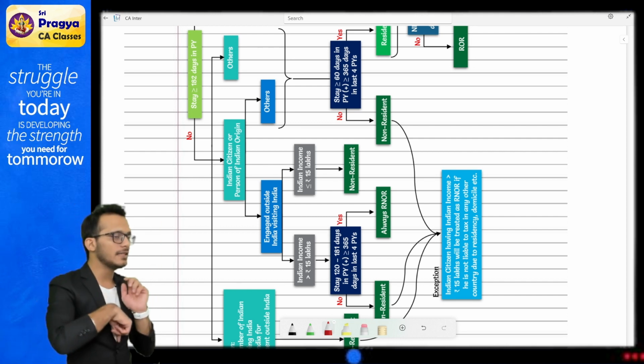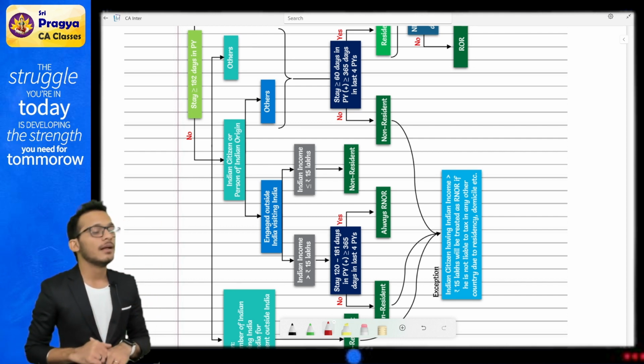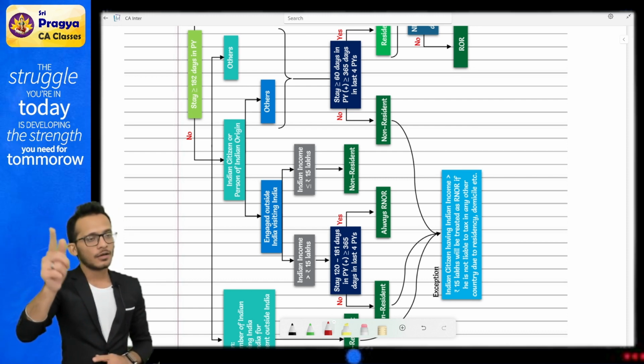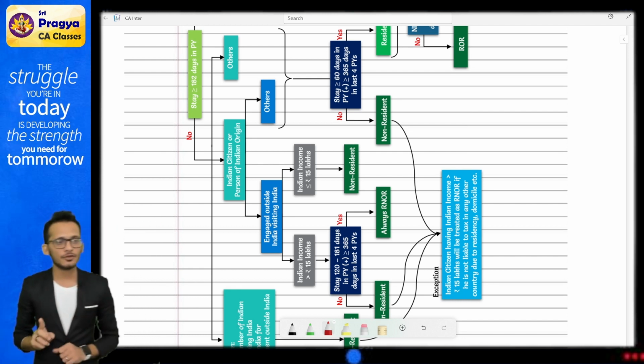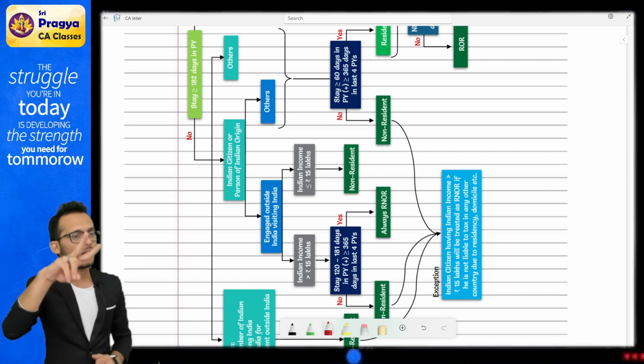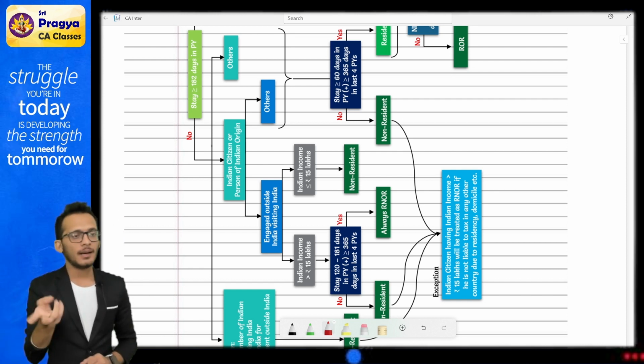Chart number 1 comes and says that you are an Indian citizen leaving India for employment, or a crew member of an Indian ship. If you satisfy any of those 2 conditions, you are now a non-resident directly, because condition number 2 is ignored. Now you are in the second chart.